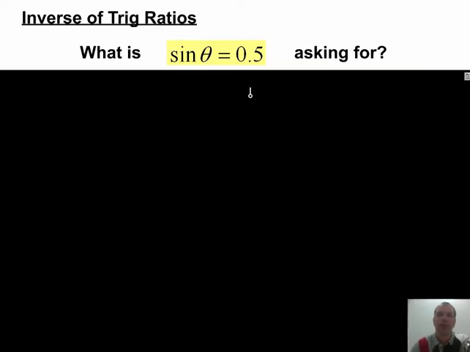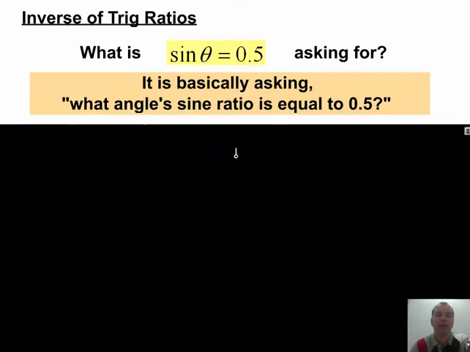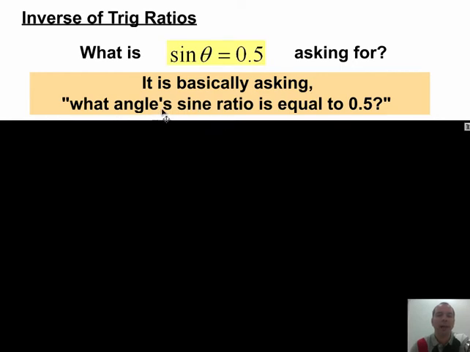So let me ask a couple things here. What is sine of theta equals 0.5 asking for? When you get something that says sine of theta equals 0.5, what are you asking for? Well, I'm solving for theta. I want to figure out what my angle is. So it's saying what angle's sine ratio is equal to 0.5.